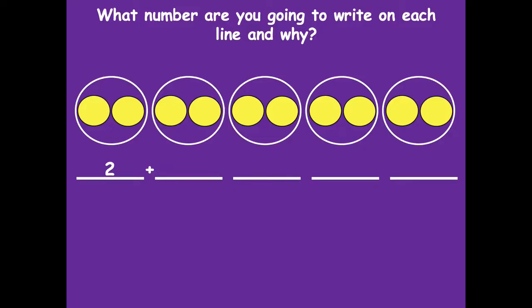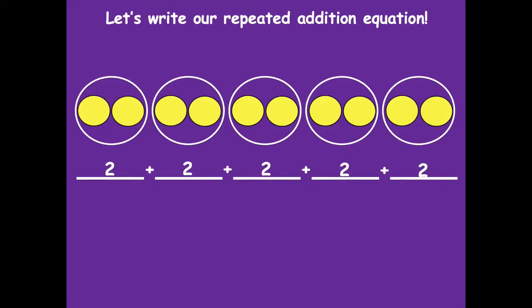All right, friends, pause if you need more time. Otherwise, here's what you should have. Plus 2, plus 2, plus 2, and plus 2. So let's write our repeated addition equation. So we'd have 2 plus 2 plus 2 plus 2.